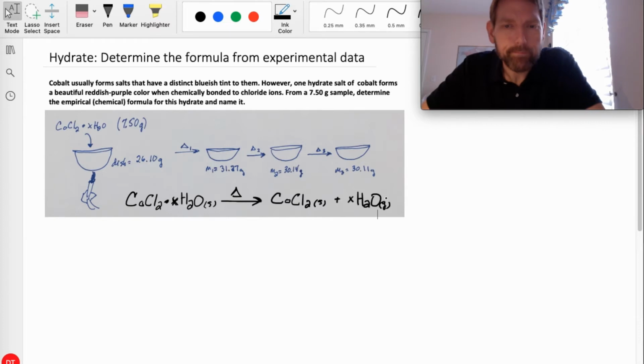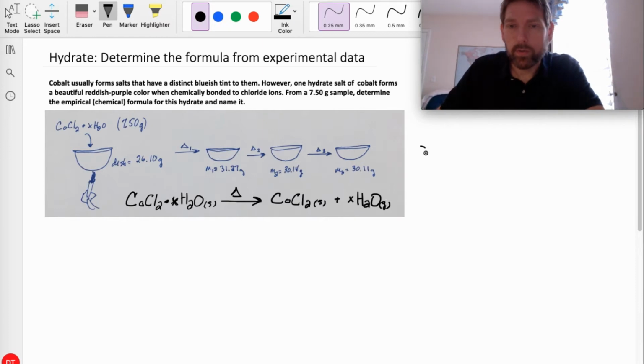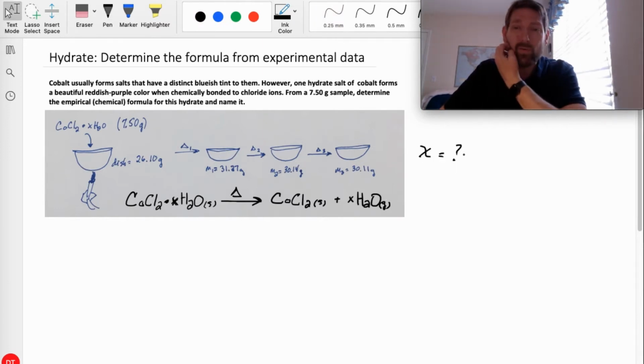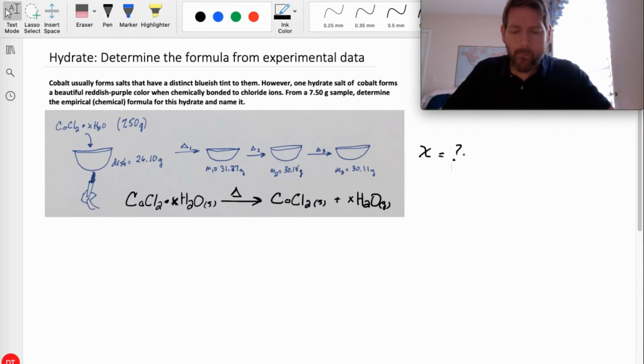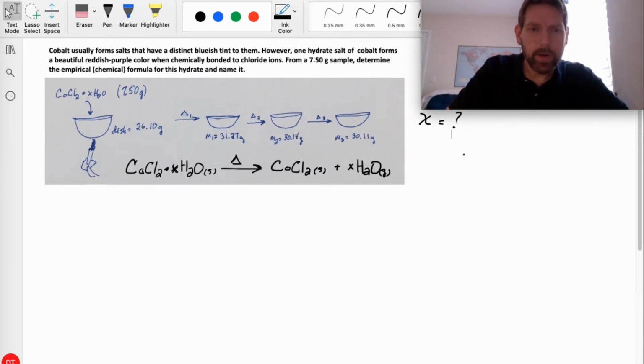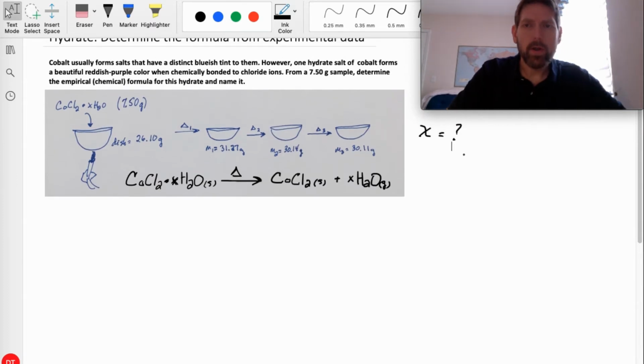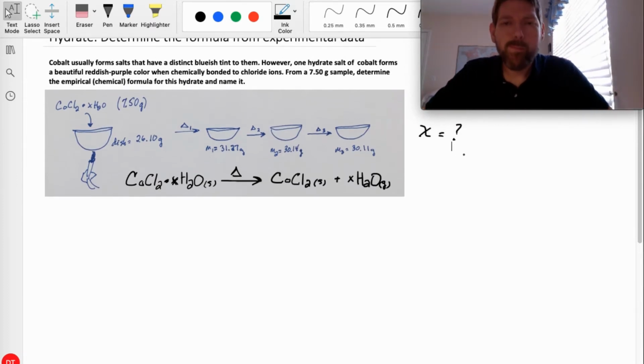Okay. So there's our basic skeleton equation. We can't balance it because what we're trying to figure out is X. What we need to know is X equals what? Ultimately, that's what we have to figure out, right? Okay. So here we are. What we need to do next is come up with a game plan here.